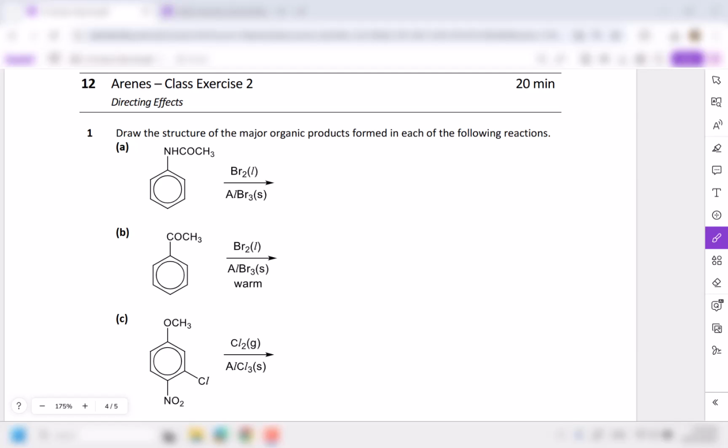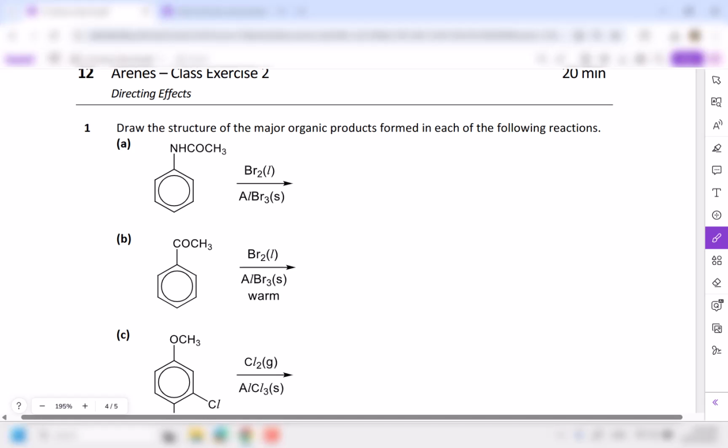Right, students, let us review Arenes class exercise 2. For question 1A and B, there is one directing group. I'm just going to highlight this. This is what we call amides, and this is ketones. If I'm going to sketch out the structure, it will look something like this.